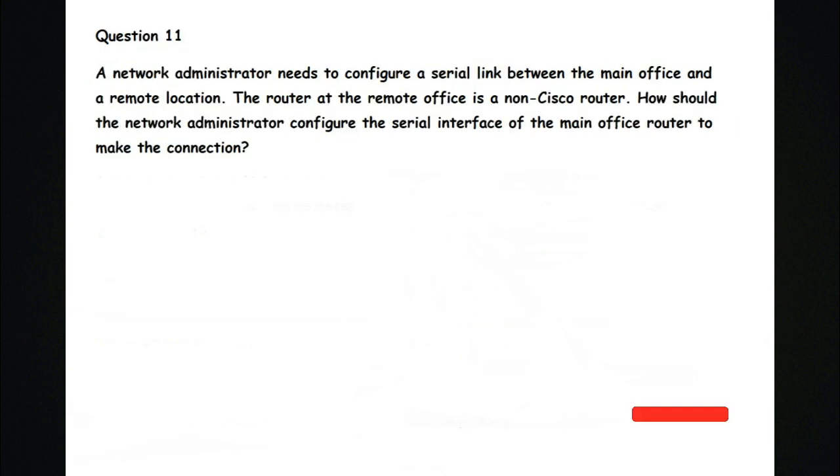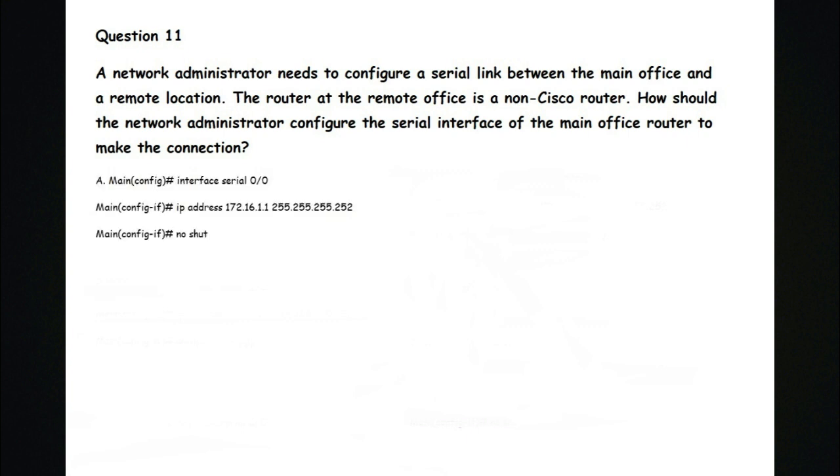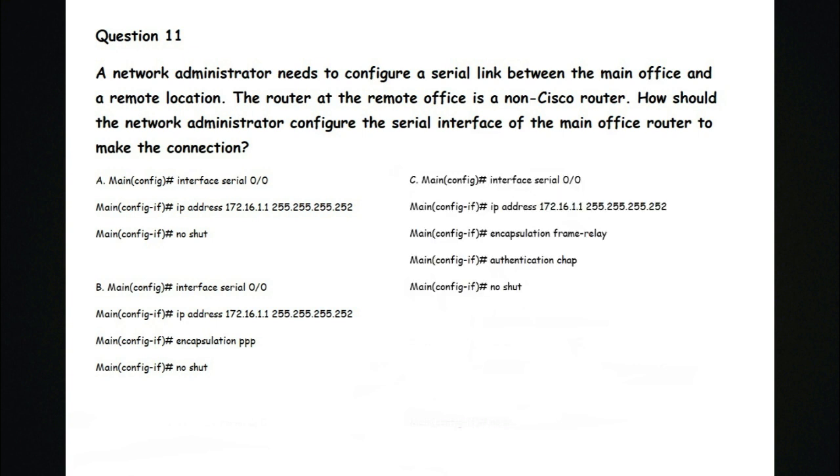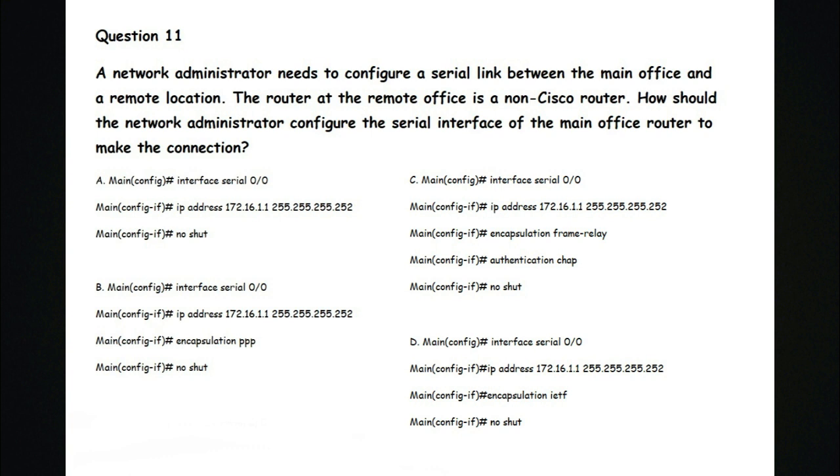Question 11. A network administrator needs to configure a serial link between the main office and a remote location. The router at the remote office is a non-Cisco router. How should the network administrator configure the serial interface of the main office router to make the connection? Answer is B.